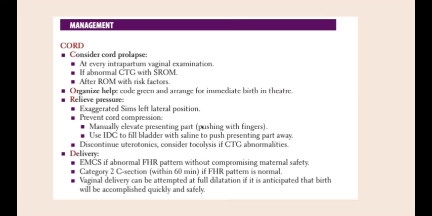Then this is a Cat 2, usually C-section within 60 minutes if there is a normal pattern, and it would be Cat 1 if it was a very, very bad CTG. The PROMPT guideline says that vaginal delivery can be attempted at full dilation if it's anticipated that a birth will be accomplished quickly and safely. So if it's quicker just to deliver vaginally, that could be done instead of going to theatre, but it really would depend on the clinical situation.